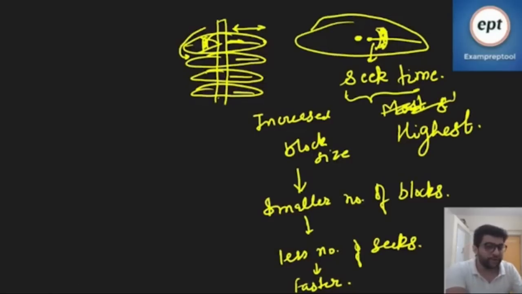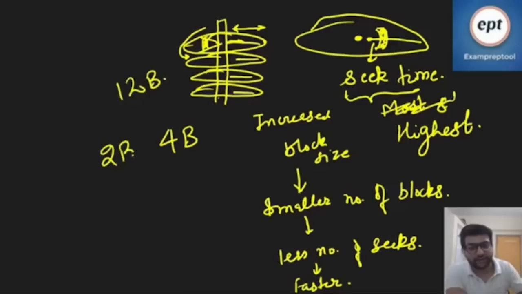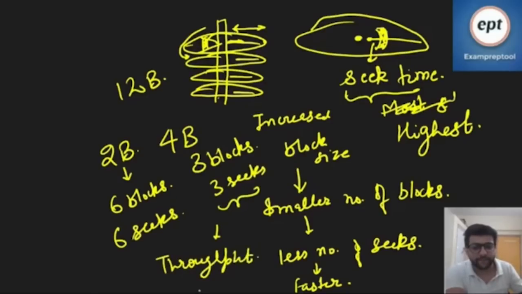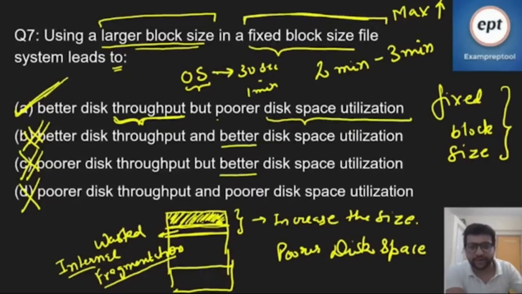And now if we have increased block size, then for a large file, let's say we have a block size of 4 bytes and the file size was 12 bytes. And let's say if we had a block size of 2 bytes, it will take around 6 blocks, right? And for a block size of 4 bytes, it will take 3 blocks. So here we have 6 seeks and here we have 3 seeks. So this can increase the throughput of our disk. That is why it will give better disk throughput. So the answer will be A.